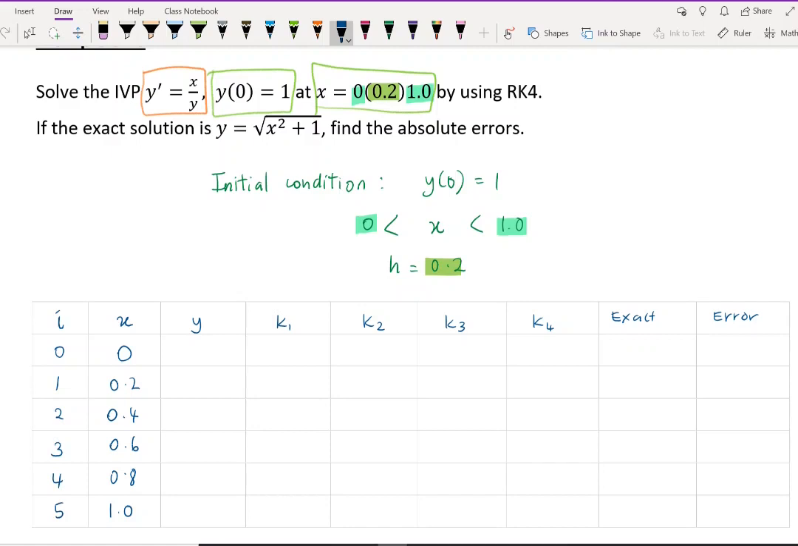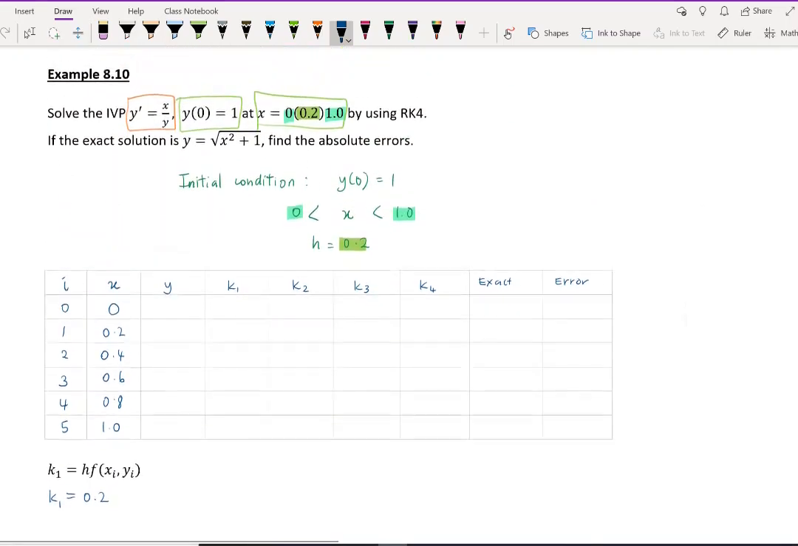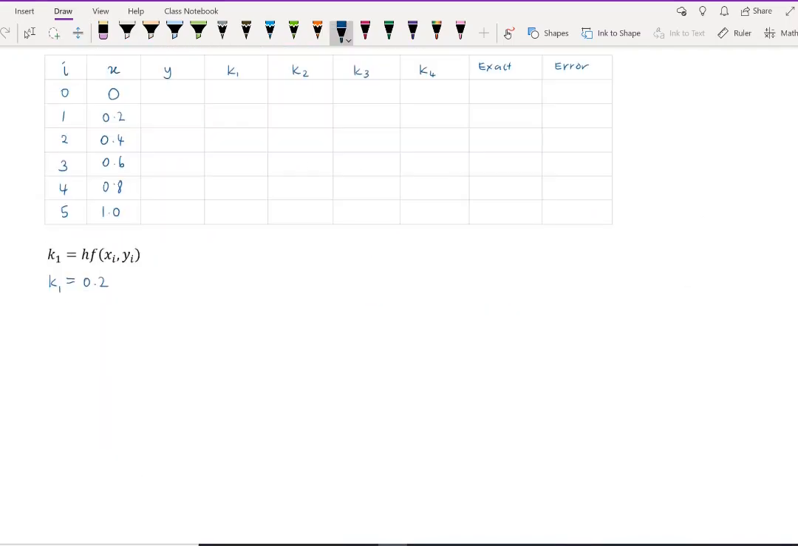It's just numbering. Now write down all the equations that we will use to fill up the remaining columns for the k values and for the y. So we start with k1. Our h, the step size, is 0.2, and now our f(xi, yi) refers to this one. So the function f(x, y) becomes x over y. To make it more presentable, I move it to the right side of the equations.